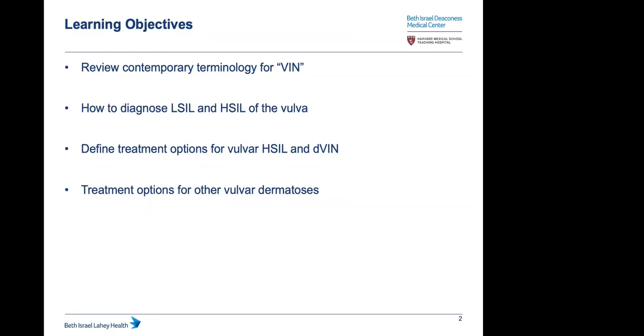And for the purposes of this talk, I'm going to focus on lichen sclerosus because that's something we certainly see quite often. And lichen sclerosus, as you know, is intimately involved with differentiated VIN and can lead to cancer. So I wanted to cover that and in addition to lichen planus.